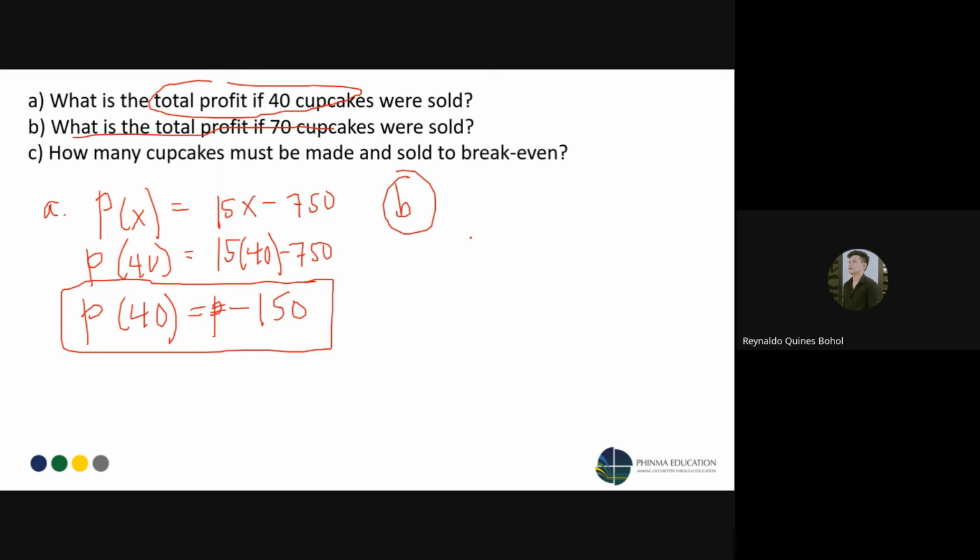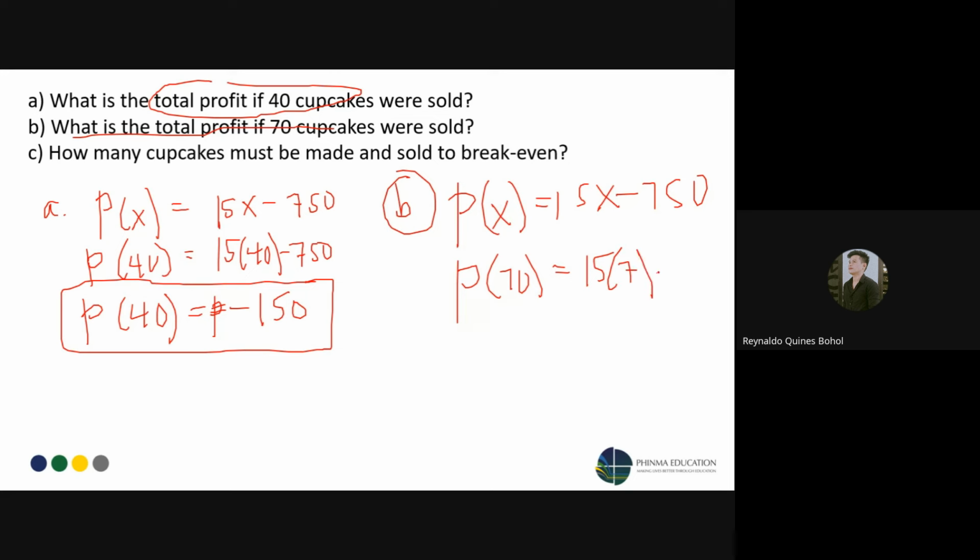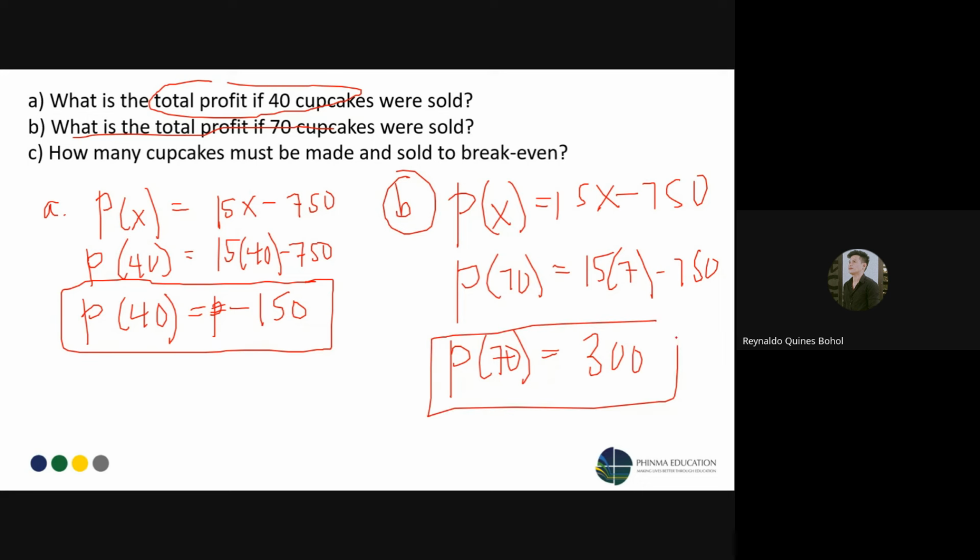Letter B then. So we have P of x equals 15x minus 750. 70 then. So let's try 70. 15 times 70 minus 750. And then this is what comes out: 300 pesos.